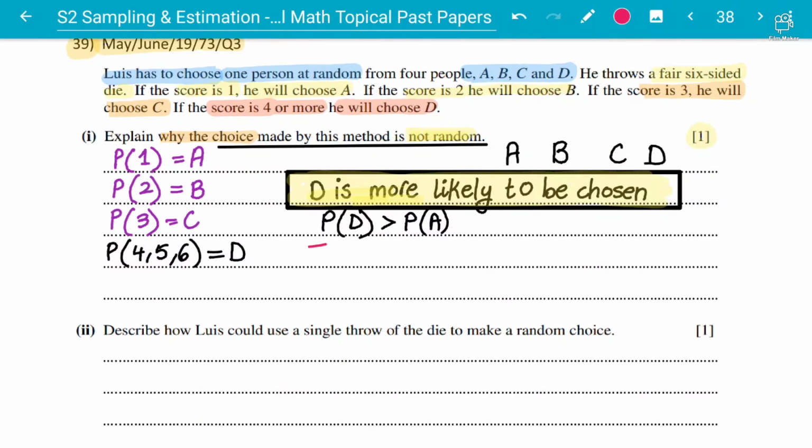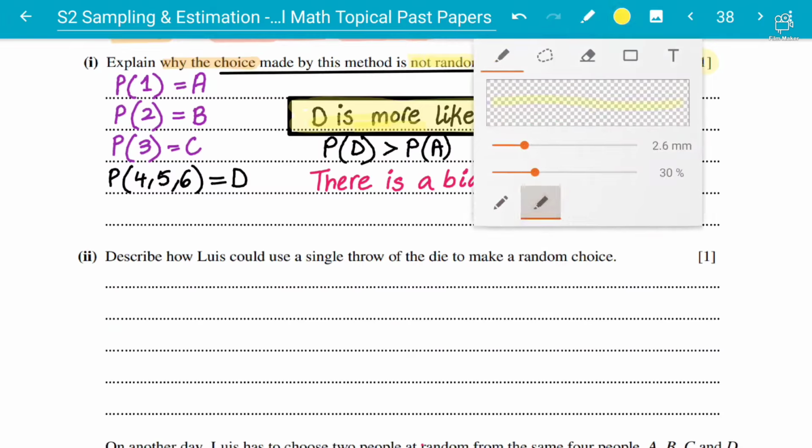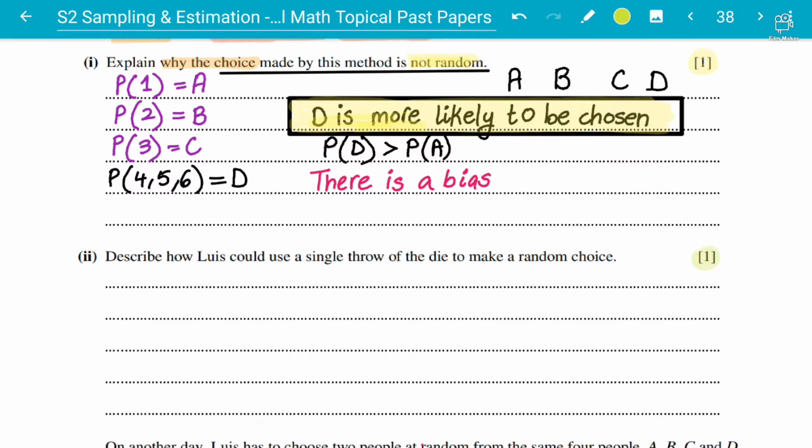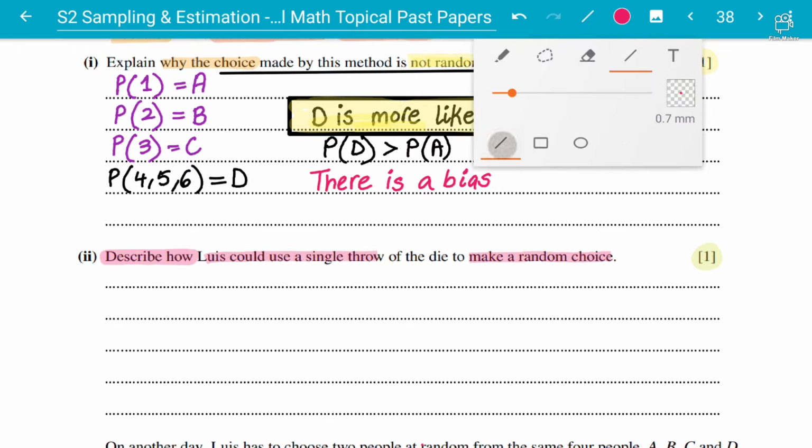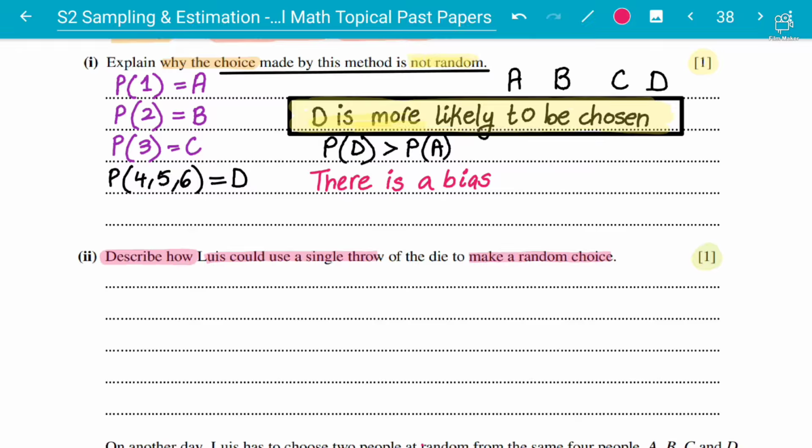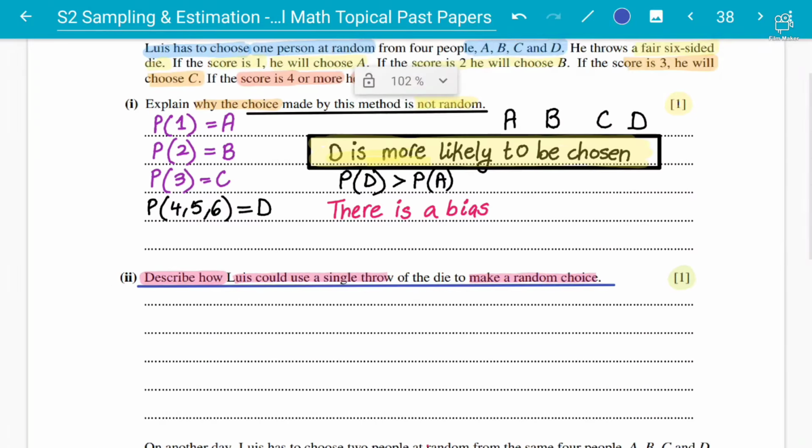So there is a bias here, the probability is in favor of D. Now the next thing is how we can correct this. They will be asking how you can correct this, students. So we have to describe how Lewis could use a single throw of the die to make a random choice. So how is it possible to make a random choice? The possible option is that you limit D, because A, B, C are correct.